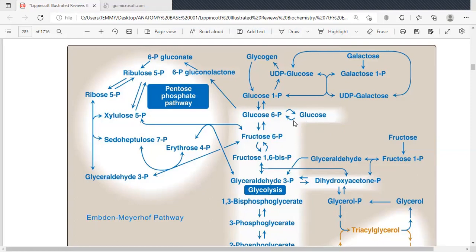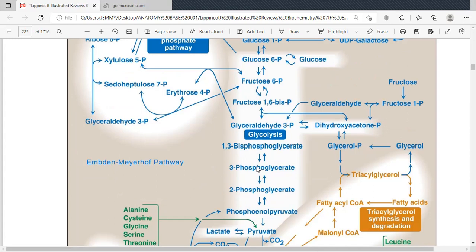Glucose is phosphorylated at carbon number 6 to give you glucose 6-phosphate. Before I continue, glycolysis is divided into two stages. We have an investment phase and a gain phase. The first five steps, 1, 2, 3, 4, 5, are the investment phase. Then the rest are the gain phase.